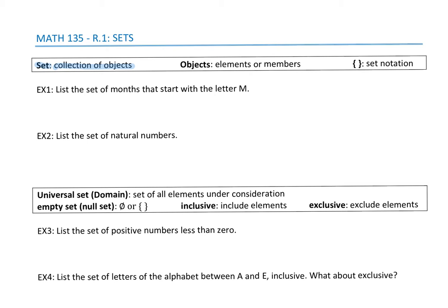Now, in mathematics, our sets are often sets of numbers, like the integers or the natural numbers, and so on. But basically, in general, a set is just any collection of objects. And the objects themselves we call elements or members of our set. To indicate that we have a set, we use these braces. Sometimes people call them curly braces. This will indicate that we have a set. So that would be our set notation.